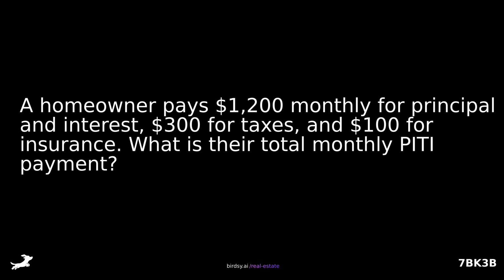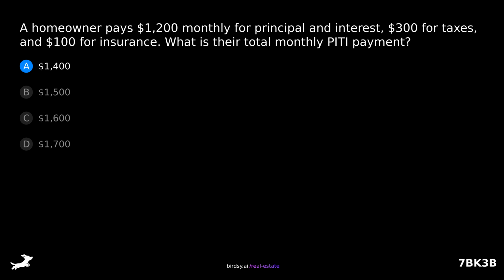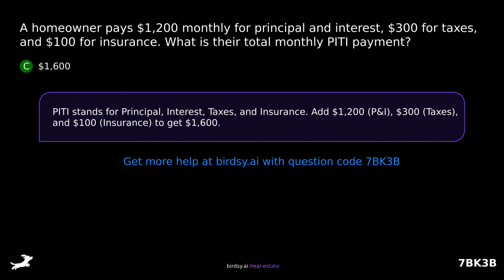A homeowner pays $1,200 monthly for principal and interest, $300 for taxes, and $100 for insurance. What is their total monthly PITI payment? Is it A, $1,400, B, $1,500, C, $1,600, or D, $1,700? The answer is C, $1,600. PITI stands for principal, interest, taxes, and insurance. Add $1,200, P&I, $300, and $100 to get $1,600.